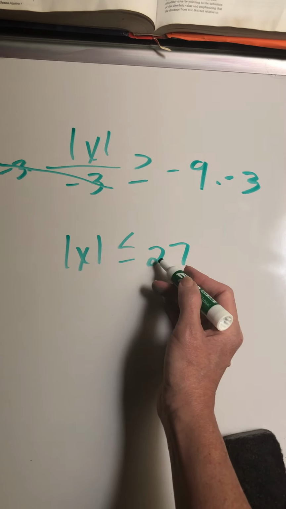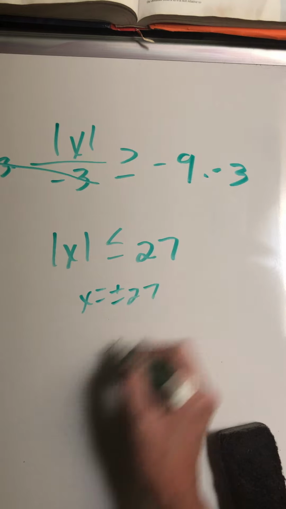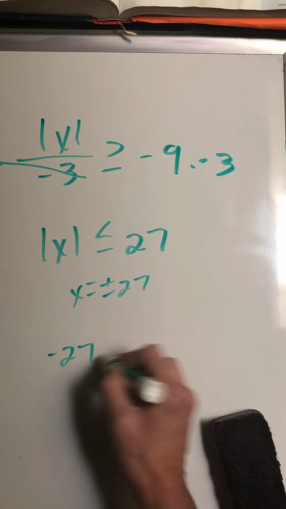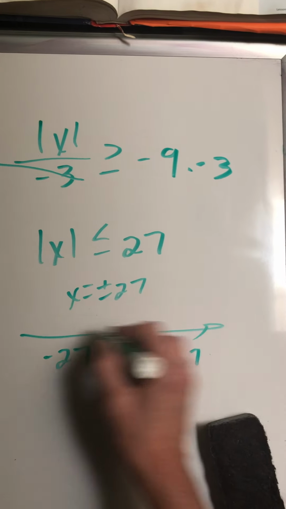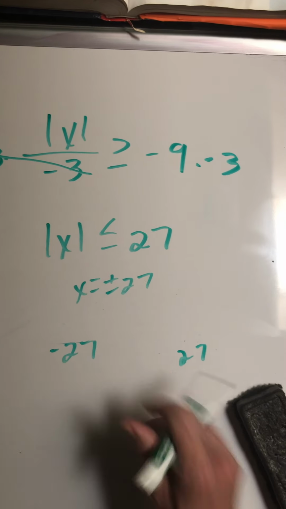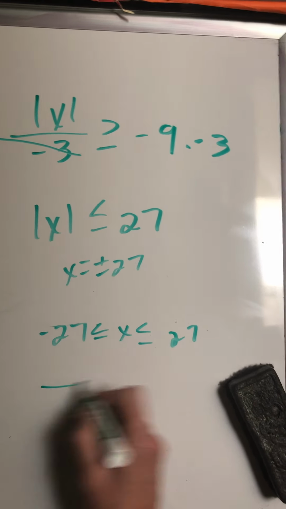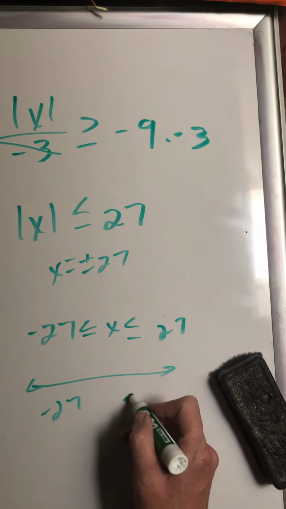So this is a conjunction because I had to flip the inequality. So x is plus or minus 27. So it's a conjunction, negative 27 to 27. I keep wanting to graph it first. So here's my conjunction with equal to bars because I started with equal to bars. Now I graph it, negative 27, 27.